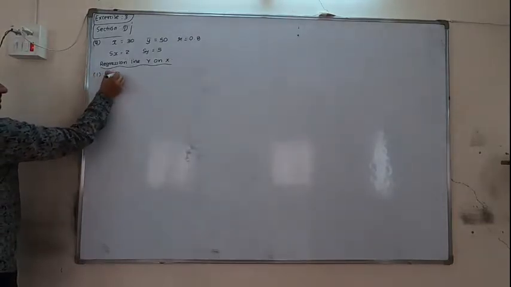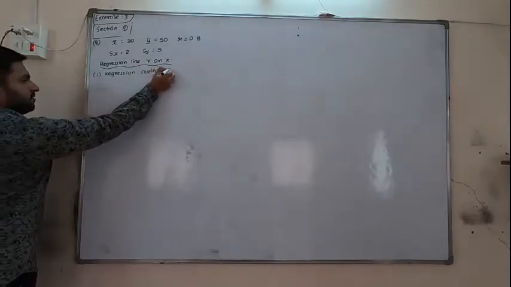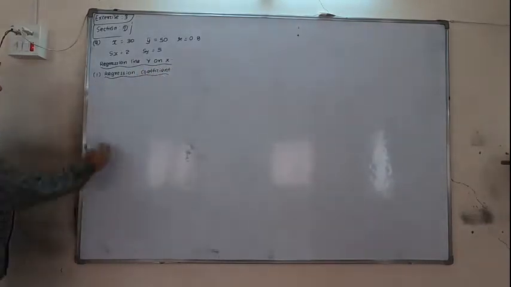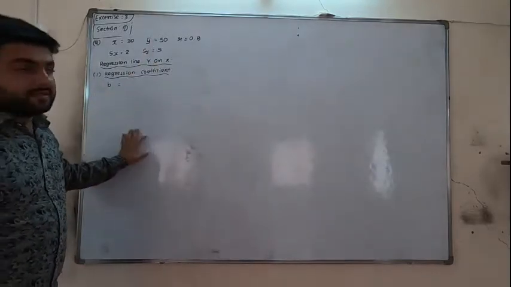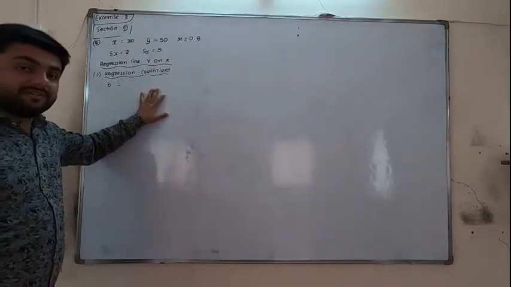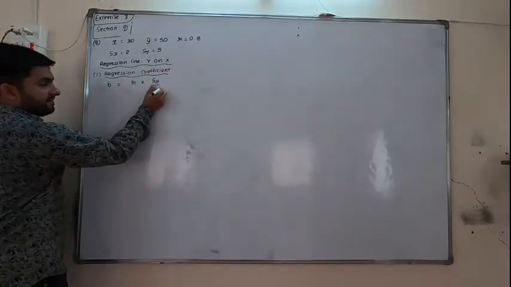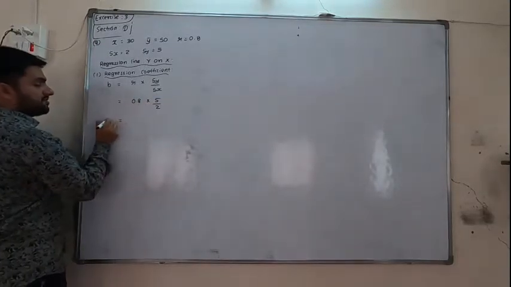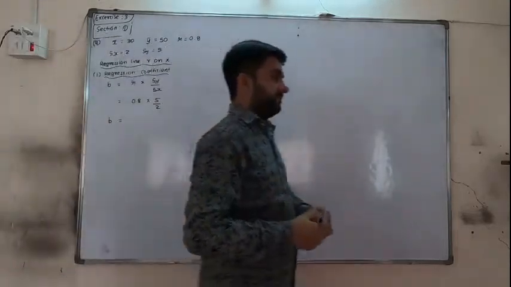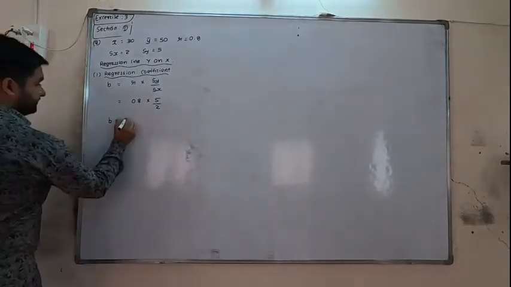First step, regression coefficient. Now what formula is to be used for b? Here r is given, sy and sx are given, so r into sy by sx, type 7. So in your mind it should strike which formula will come. If your mind is not striking, then it's a great problem. 0.8 into 5 by 2 is 2.